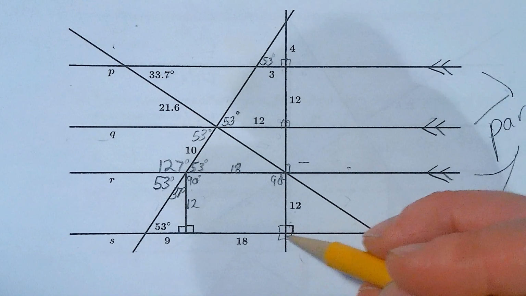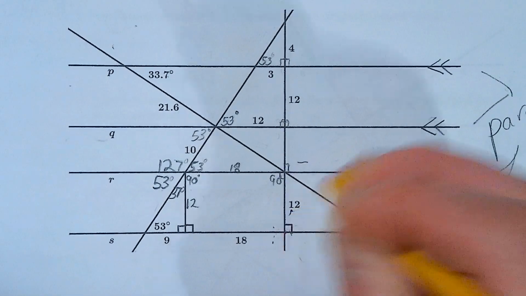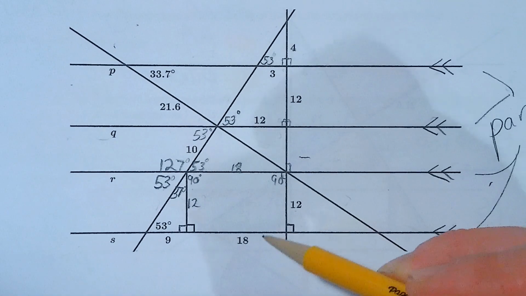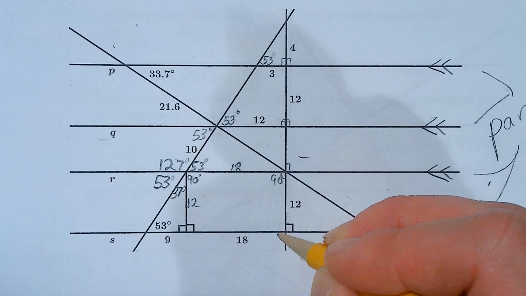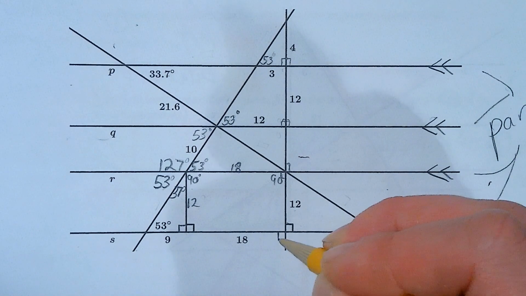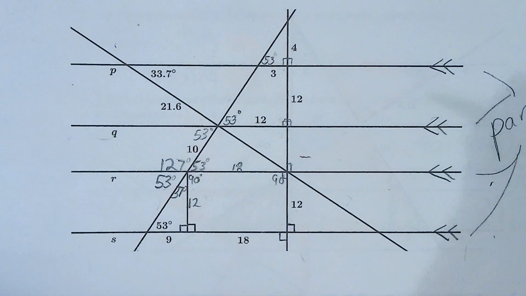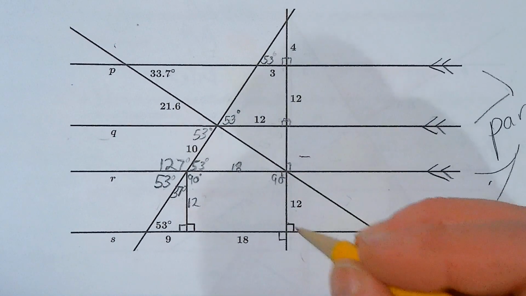People don't usually actually write all three of them because they know that if there's two lines crossing and one of them's 90, all four are 90. I'll write two of them. You can write all four, you can write two, or sometimes you just see one.